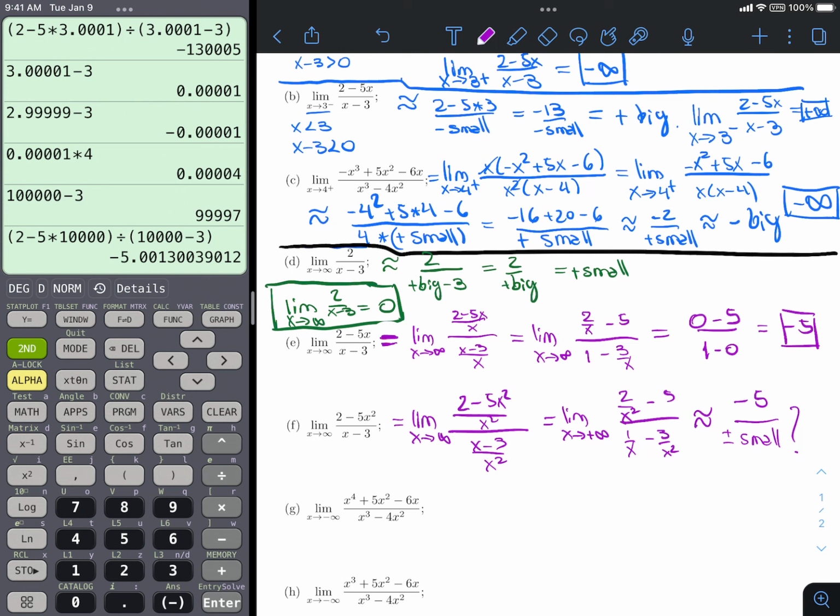So instead of dividing by x squared this time, I could decide to divide by x to avoid having that 0 at the bottom. So I'll start over. Instead of dividing by x squared, I'll divide by x.